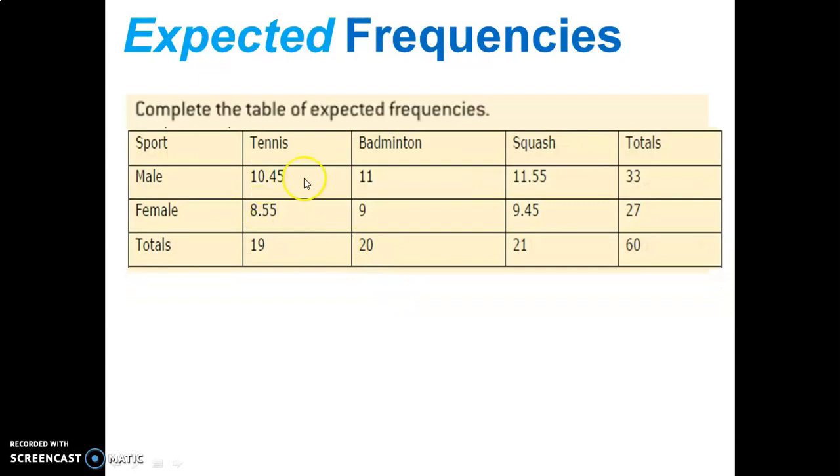Okay, so here are the expected values. Badminton was 11, and that one you can get by doing the probability of getting a badminton player times the probability of it being a male, and then times 60, and that's what would give you the 11 there. And check your other numbers as well.